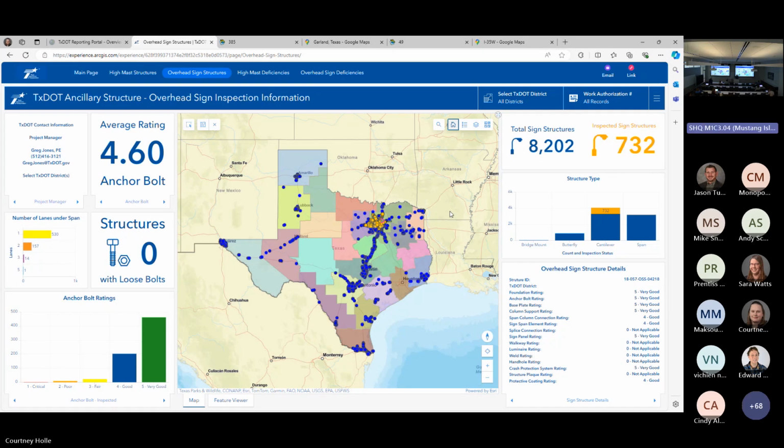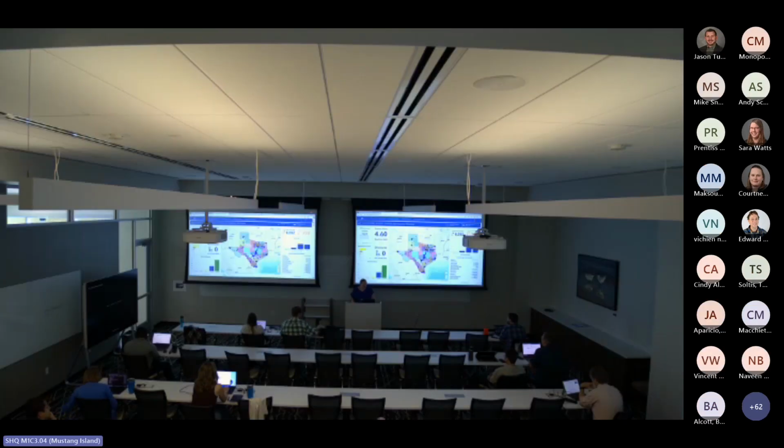All right, thanks. Thank you, Greg. That was interesting. I like the idea of having all this information at your fingertips and actually having an idea of where things are, especially the high mast illumination poles that don't have ground sleeves. I'll be getting with you later. We can talk about that.